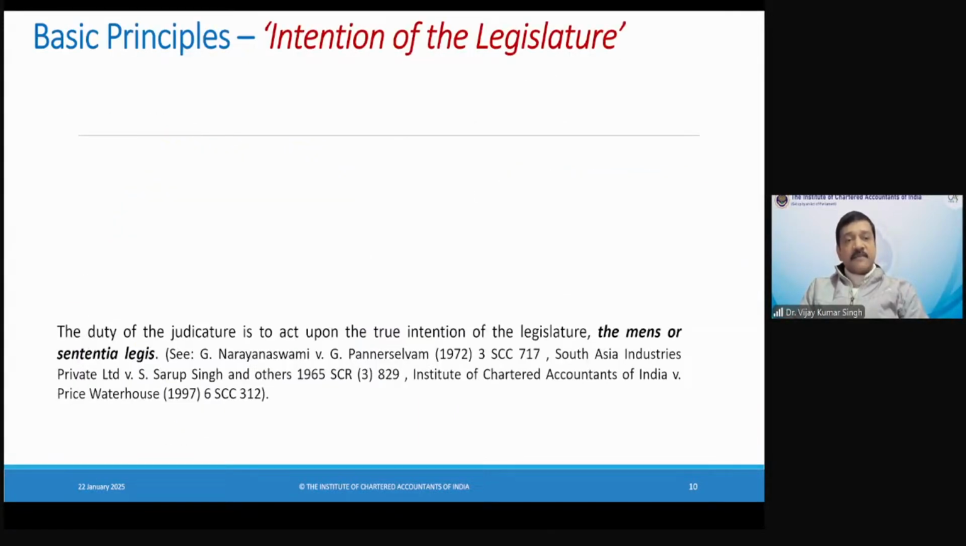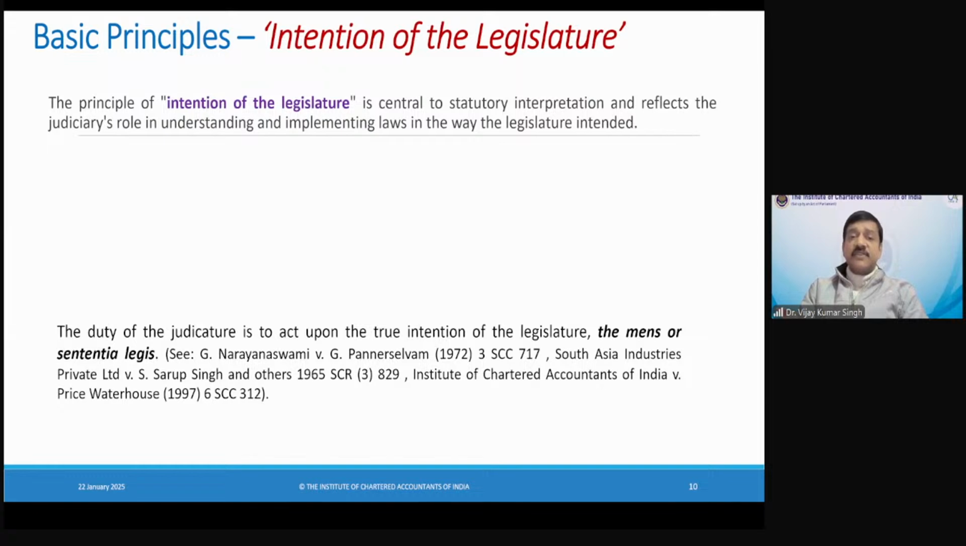Now, the first principle, that is the basic principle, intention of the legislature. When we talk about the duty of judicature, it is to act upon the true intention of the legislature. And this is referred to as mens legis, or sententia legis. Mens basically means intention. So this has been held in a number of cases. Either you talk about G. Narayan Swami's case, or Institute of Chartered Accountants of India versus PricewaterhouseCoopers, or South Asia Industries Private Limited. All these cases have underscored this basic principle, that the duty of judicature is to act upon the true intention of the legislature.